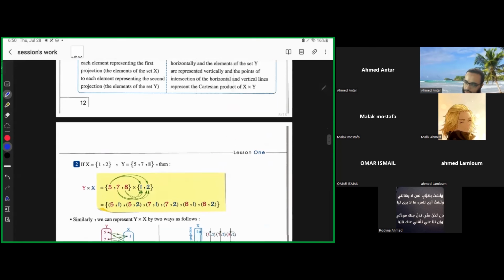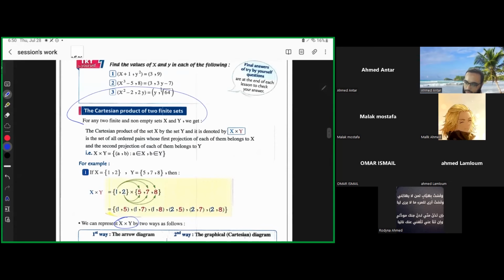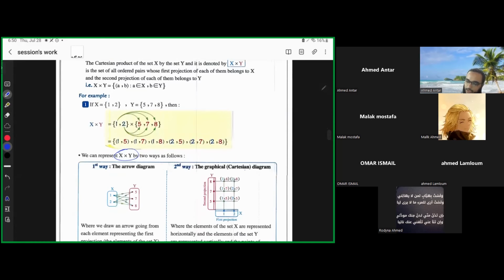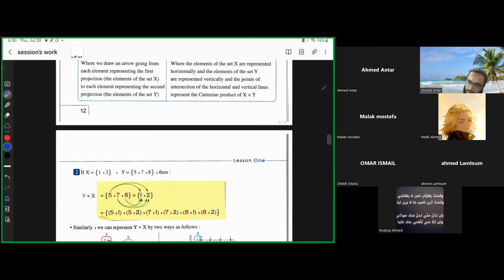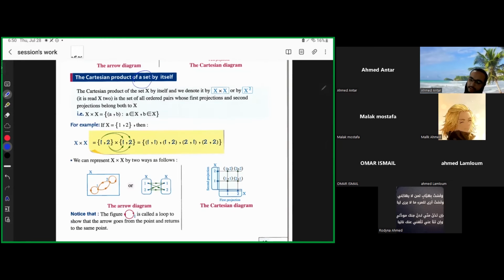This part is called the Cartesian product of two finite sets. Two finite يعني اتنين بيخلصوا. كانت دي ست منتهية ودي ست منتهية، خلصوا خلاص ما فيهمش elements تانية. 1 و 2 ودي 5 7 8. طيب هنتكلم بعد كده بقى عن two sets بس يكونوا شبه بعض أو Cartesian product of a set by itself.